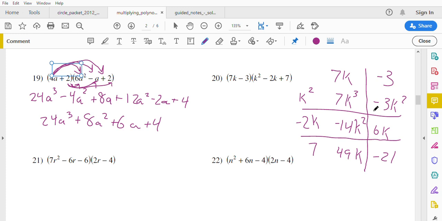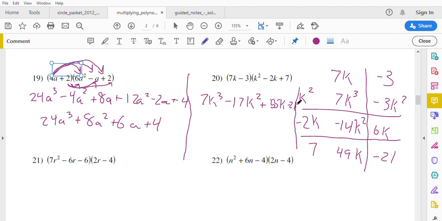I would say, as you're going from this back to your written form, go ahead and start combining those like terms in the process. So we have 7k to the third. All right, so my k squares, I have negative 14 and negative 3. So that will be negative 17k squared. My regular k's, I have 49 and 6. That will be 55k, and then just the lonesome negative 21 by itself, okay?